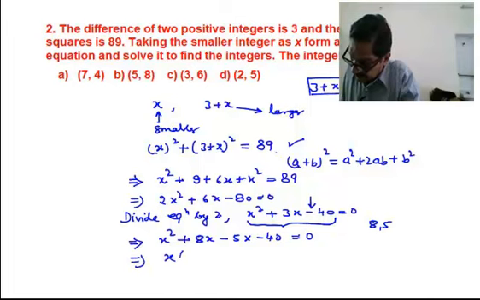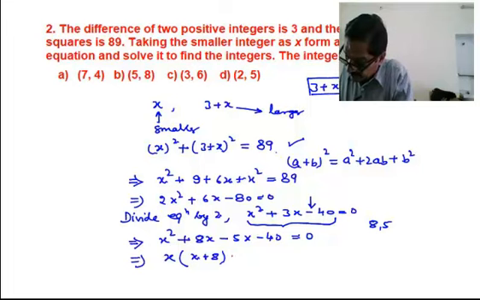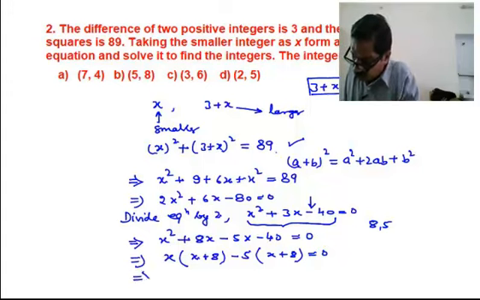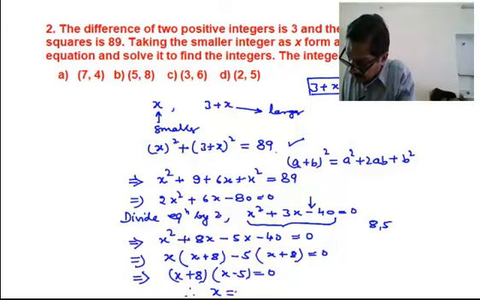This gives us x can be taken common, x plus 8. Rest work is simple. Minus 5 taken common, x plus 8 in the bracket. This is equal to 0. This gives us (x plus 8) in the bracket, (x minus 5) here. This is equal to 0. Therefore, two values of x are minus 8 and 5.